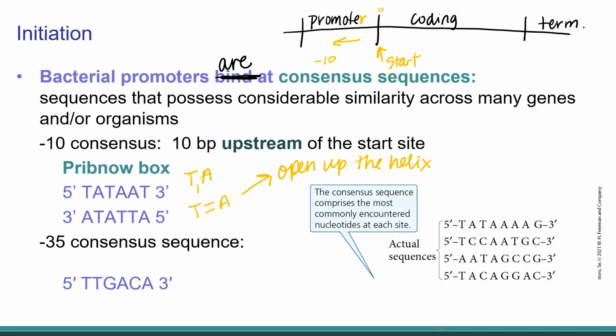And then up a little bit further at the -35 sequence, we have another consensus sequence that's really going to help our sigma factor bind, which then means our RNA polymerase can bind. So we need both of these consensus sequences to make sure that the sigma factor gets there, the RNA polymerase gets there, and then the RNA polymerase can open up at the right site so that it can start at the right nucleotide.